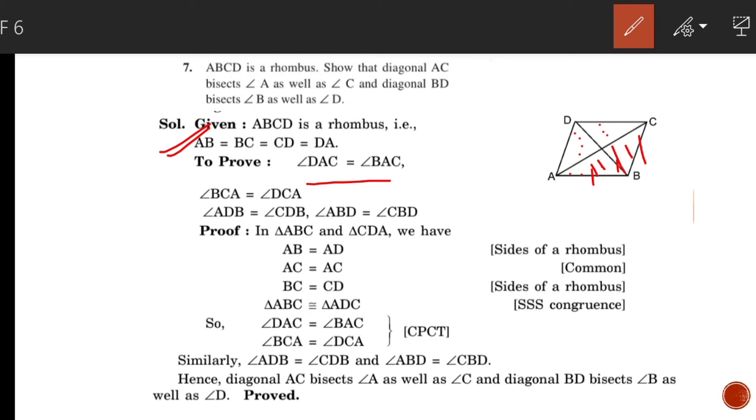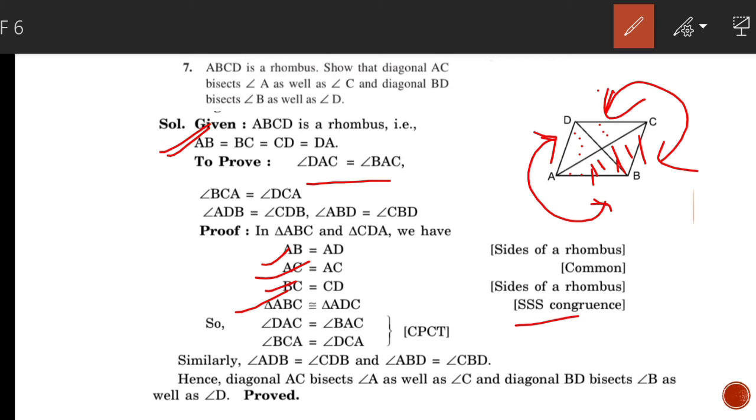Here AB is equal to AD, sides of a rhombus. AC is a common side, and BC is equal to CD. This is also a side of a rhombus. So these two adjacent sides are equal, and AC is a common side. So by triple S we prove that the triangles are congruent.